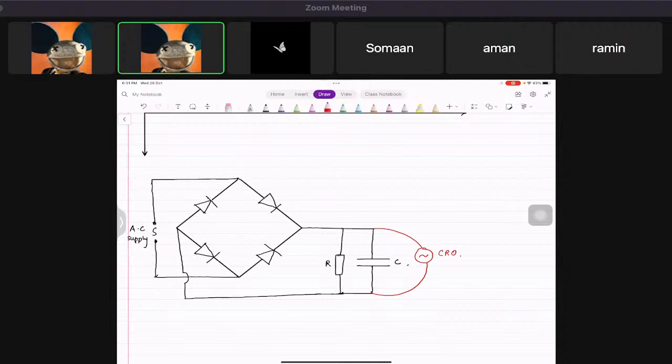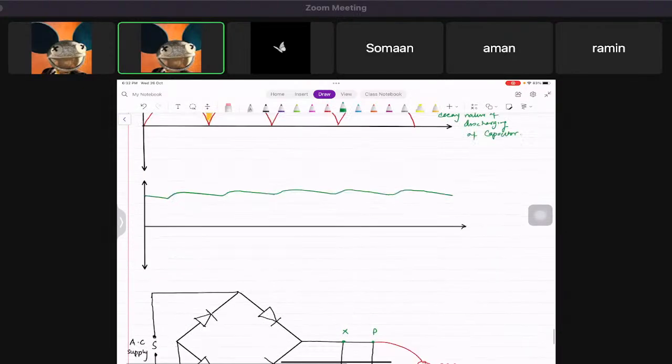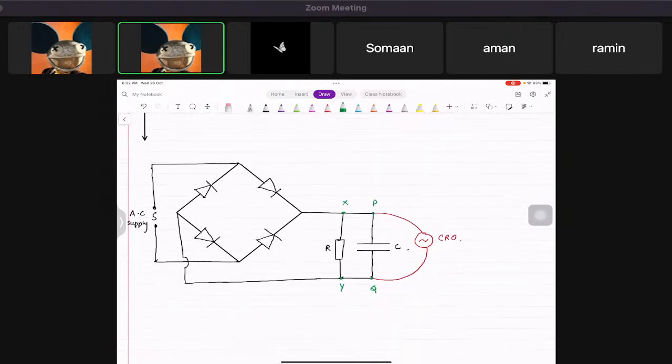All right. Let's say this point is X. Let's call this point Y. Let's call this point P. Let's call this point Q. Right. Now, going back to the wave itself, right? So I'm going to show you the wave here so that you guys can relate to what we are doing.